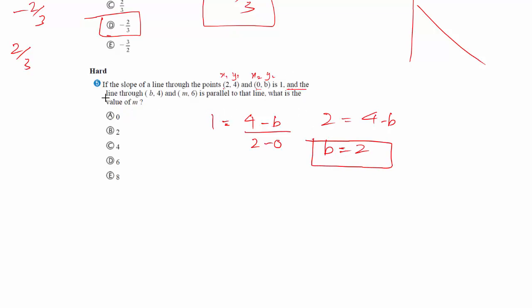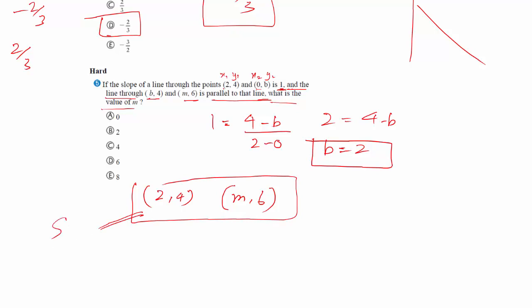And then it's saying, and the line through b4 and m6 is parallel to that line. What is the value of m? So we don't have to worry about b because b is 2. So we can have the points as 2, 4 and m6. And we want to calculate the slope of this line which passes through these 2 points. But we know that the slope of this line will be equal to the slope of the previous line because they are parallel. So slope of the previous line is 1. So here also the slope will be 1. So we can use the formula x1, y1, x2, y2.